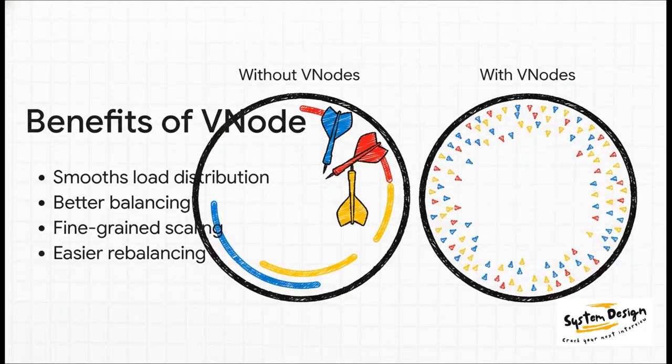What this does is amazing. It's like, instead of throwing one dart at a dartboard and hoping you hit a good spot, you get to throw hundreds of darts. The law of averages kicks in, and your physical server's presence gets spread out all over the ring much more evenly. The load balances out beautifully, and the whole system becomes way more stable and efficient.